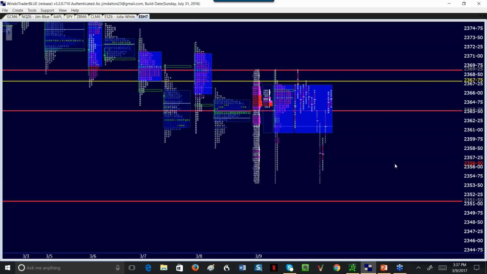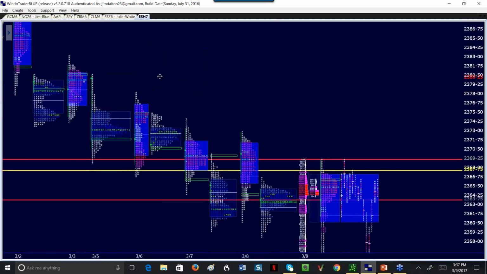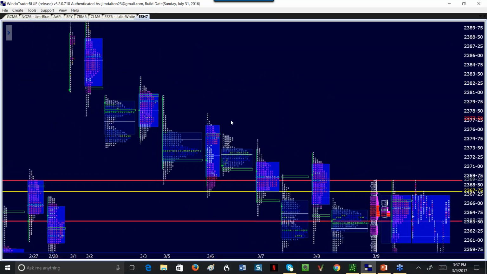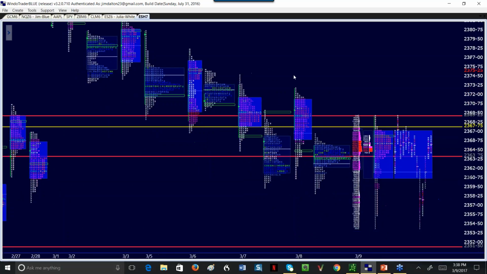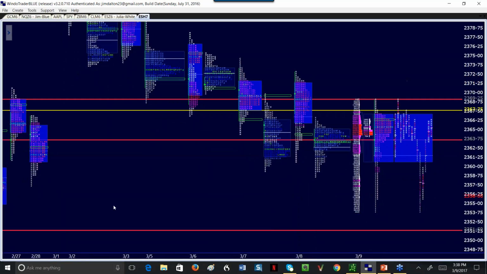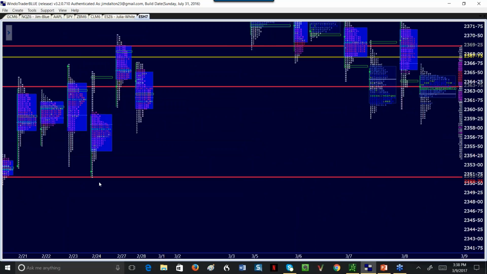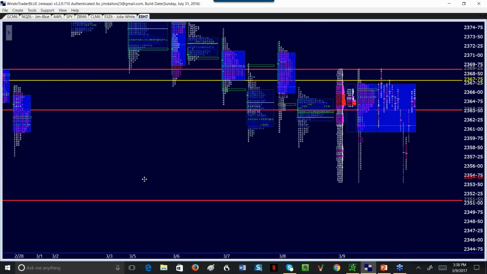So now I'm going to open this up for questions, but before we take those questions, let's talk about tomorrow. Right now we are continuing one time frame lower. One, two, three, four, five, six days. We have made the ultimate trade location to the bottom of the 6-day trading range.